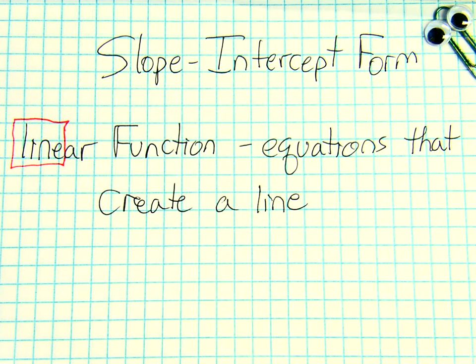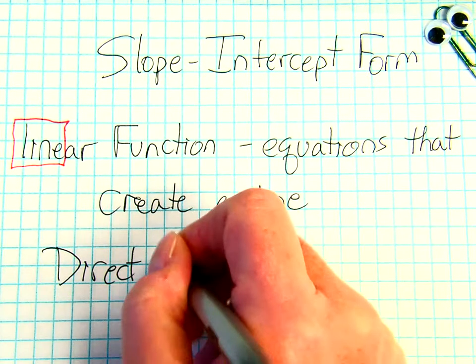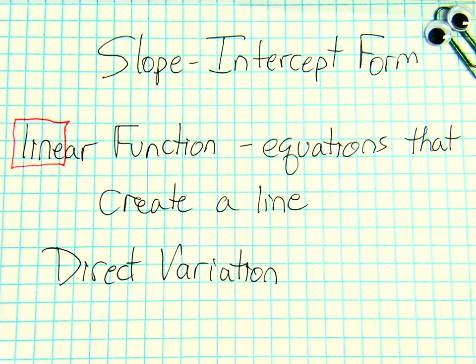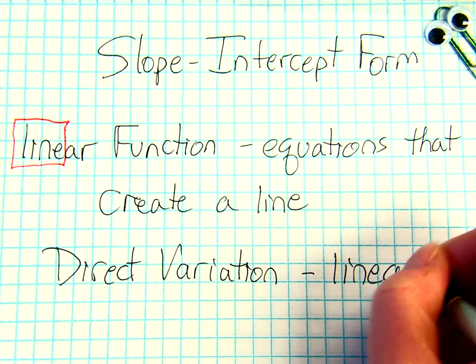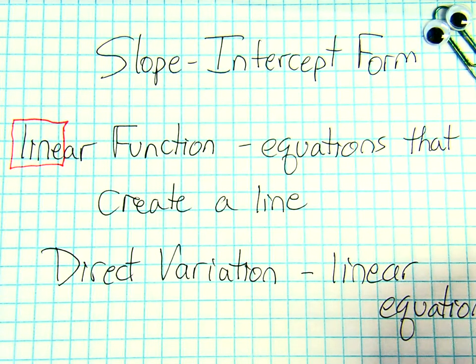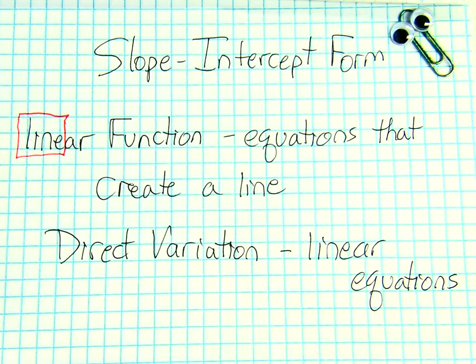Now, we learned before, we talked about direct variation. Remember when our x and our y increased or decreased at a stable rate, at the same rate, okay? So direct variations are linear equations. They are linear equations. So we were already working with linear equations when we were doing direct variation. Maybe if I bring this out just a little bit, we can get more in there.